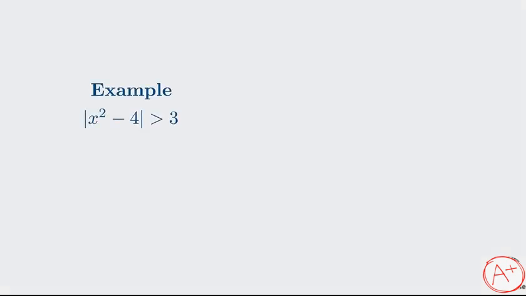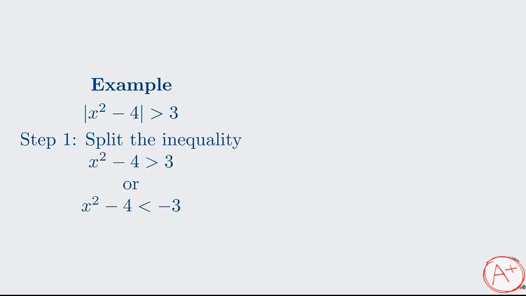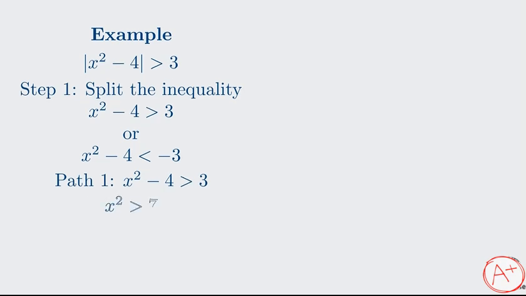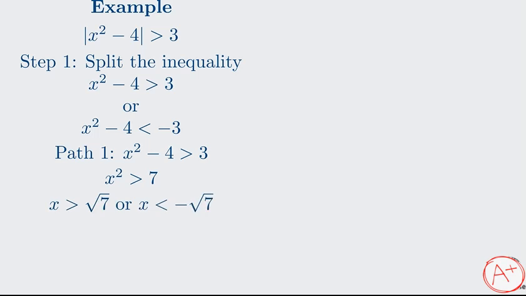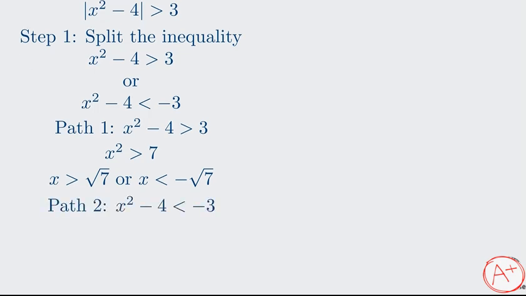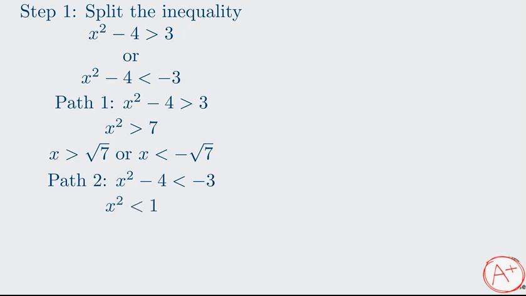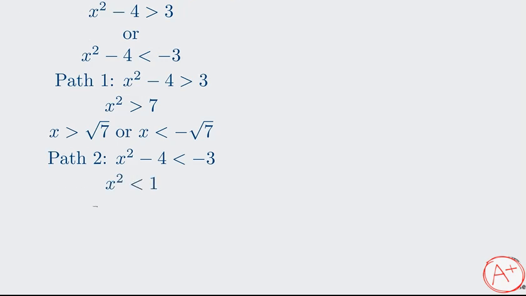Let's solve the inequality. The modulus of x squared minus 4 is greater than 3. Following our rule for greater than inequalities, we create two paths. For the first path, adding 4 gives x squared is greater than 7. Taking the square root gives us two outer regions. x is greater than approximately 2.65 or less than -2.65. For the second path, adding 4 gives x squared is less than 1. This means x must be trapped between -1 and +1.